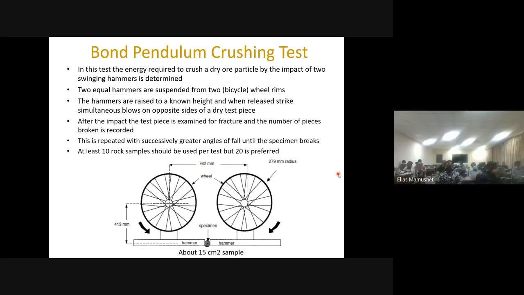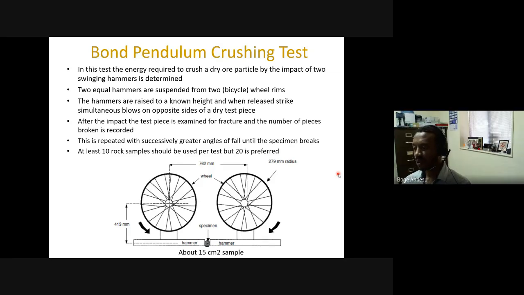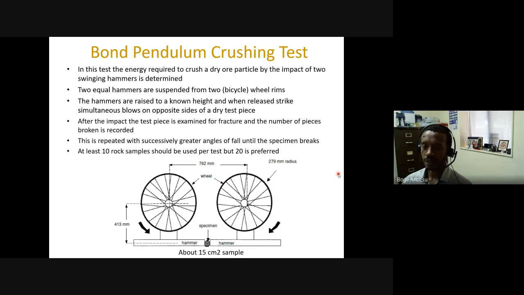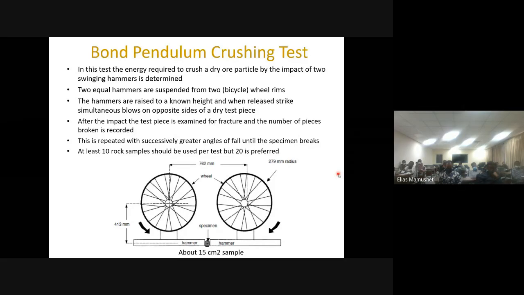So in this case, a sample roughly about 70 millimeter or less in size, or maybe an area of about 15 centimeters square, is put between those two hammers and impacted upon. And once you smash it with the hammers, if the rock breaks, then you take it aside and then put another rock. You do the same test, take another rock, same test, and usually you use about 20 rocks, smash them, and measure certain parameters, and you take the average.